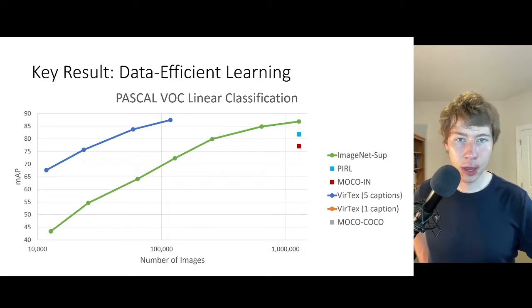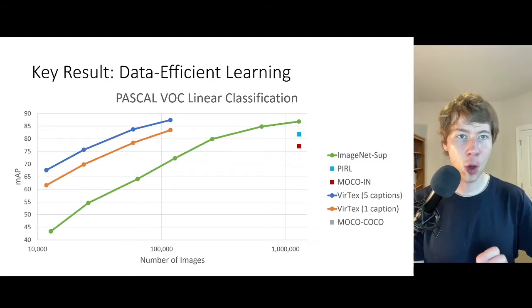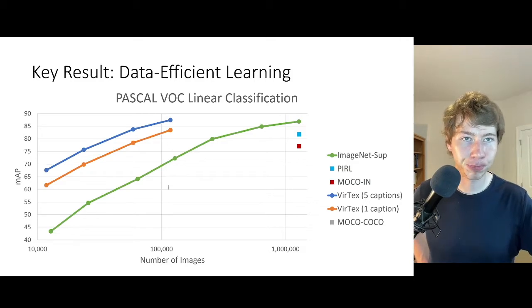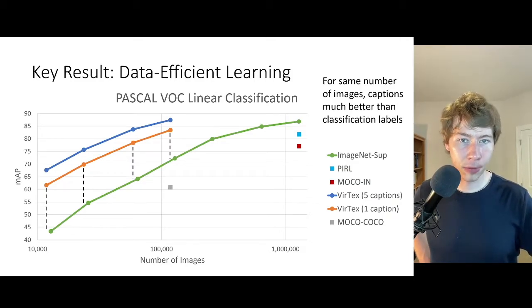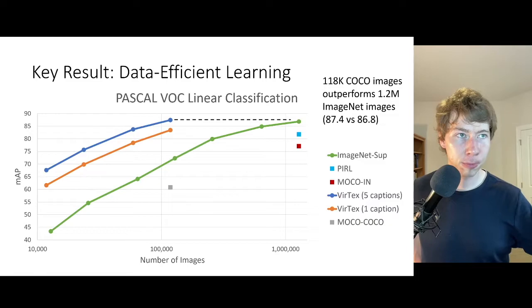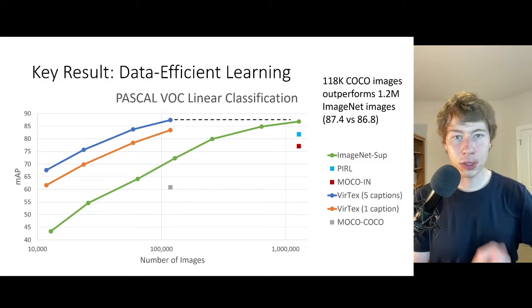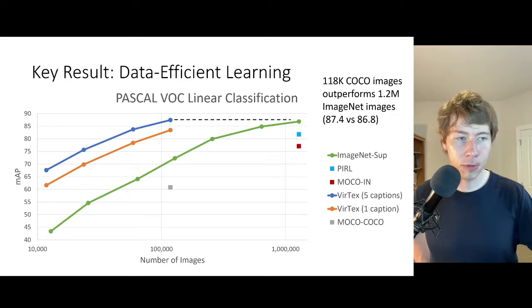So here the blue curve shows what happens if we train VirTex using all 5 captions per image in COCO, and the orange curve shows what happens if we use only one of the 5 captions per image in COCO. A couple of observations here: for the same number of training images, using captions gives much better visual representations compared to using ImageNet classification labels. This means that our language supervised training approach is extremely data efficient. A second thing to note is that when we use all 118K COCO images, we're able to learn visual representations that actually slightly outperform supervised ImageNet pre-training that uses 10x more data. So again, that shows the utility of this idea of putting vision and language training ahead of vision tasks.